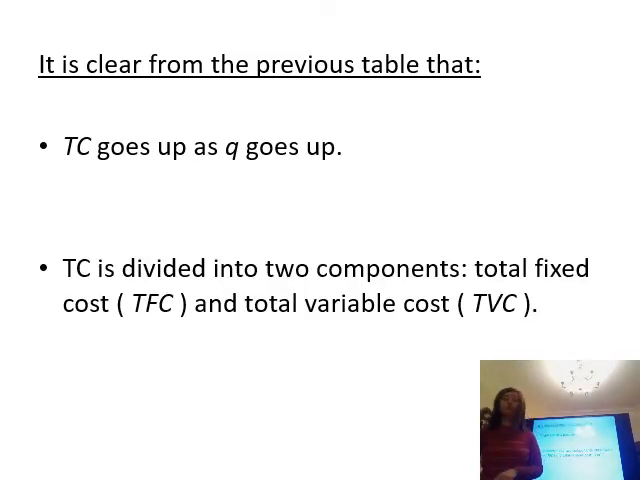Total cost, of course, always goes up as you increase the amount of output. As we said, it is divided into total fixed cost and total variable costs. Okay, so if you are interested in calculating the total cost of producing a certain amount of output, you have to add the fixed costs plus the variable costs.